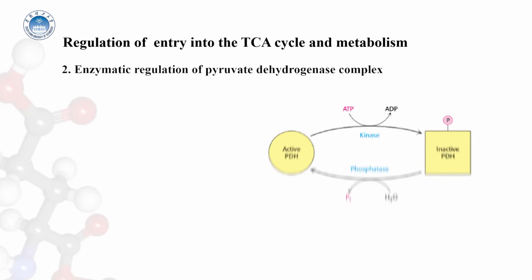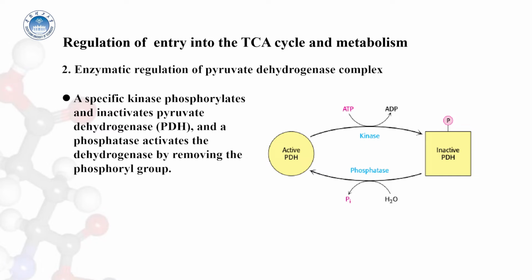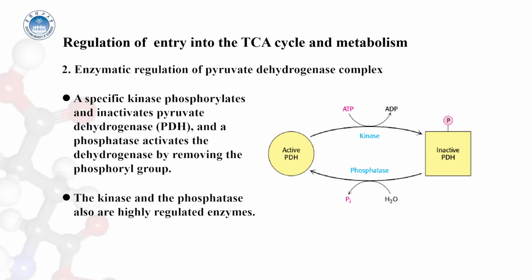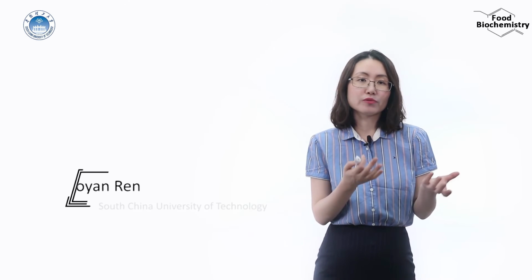Then step 2. Phosphorylation of the pyruvate dehydrogenase component E1 by pyruvate dehydrogenase kinase, PDK, switches off the activity of the complex. So specific kinase phosphorylates and inactivates pyruvate dehydrogenase, PDH, and phosphatase activates the dehydrogenase by removing the phosphoryl group. The kinase and the phosphatase also are highly regulated enzymes. Then it goes to the third step.